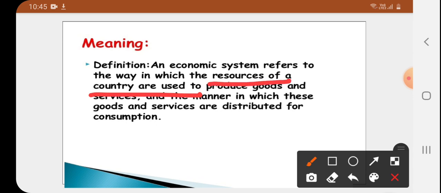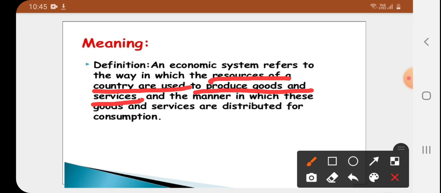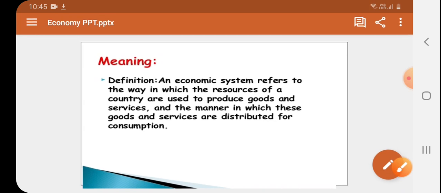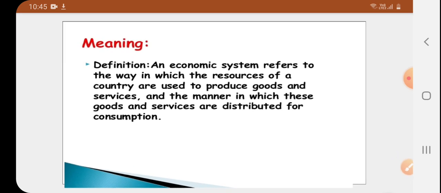The resources of the country are used, please understand it very clearly. Why are the resources used? To produce goods and services. Okay, the resources of the country are used to produce goods and services, and the manner in which these goods and services are distributed for consumption. So an economic system refers to the whole process of resource utilization for the production of goods and services for the final consumption process.